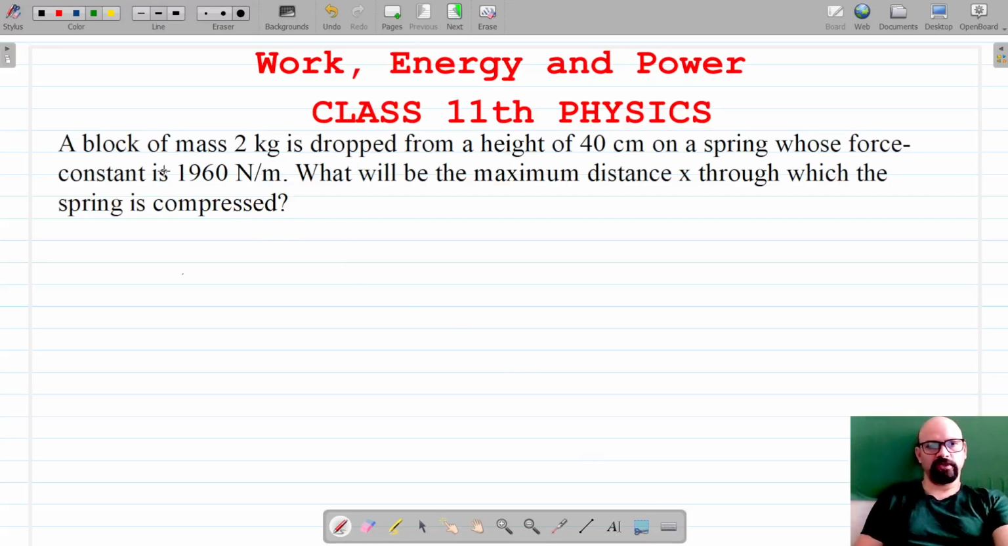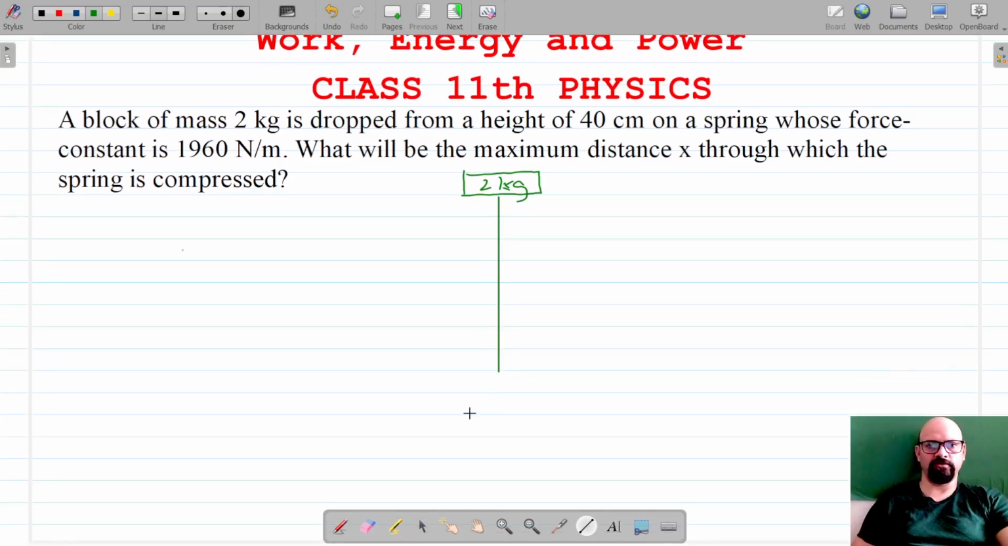Okay, for the next question, it's given that a block of mass 2 kg is dropped from a height of 40 centimeters on a spring whose spring constant is 1960 newton per meter. So let's say this is a block of mass 2 kg and this is the spring on which it is dropped. When this block is dropped onto the spring, it compresses, let's say, to a distance x.